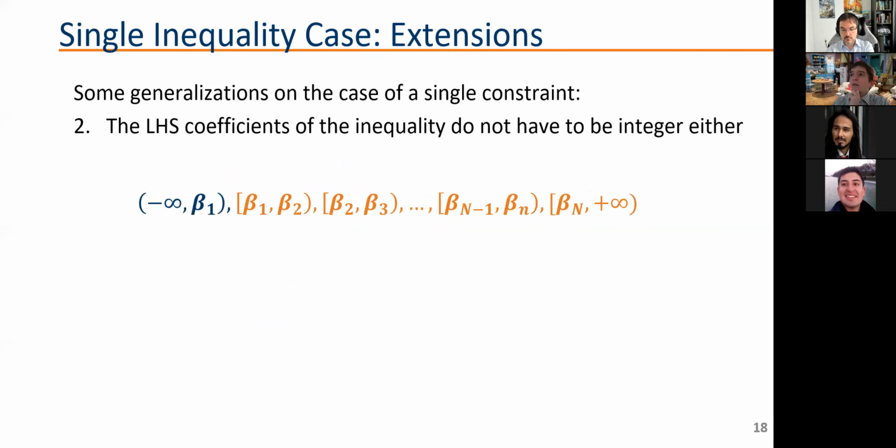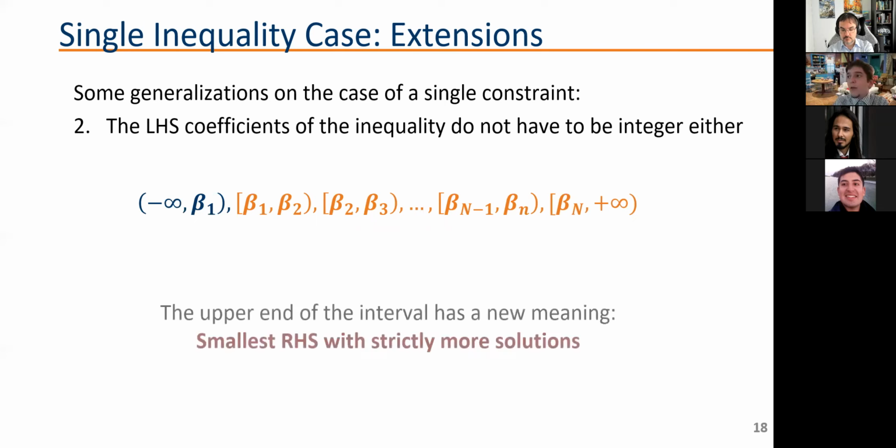The second change now is that the left-hand side coefficients don't have to be integer either. They had to be integer when we were interested in the largest integer right-hand side value. From the moment that we're only interested in the smallest right-hand side value beta, and what's the next beta for which we would have more solutions, we can apply the same logic as described before, and there's no requirement on integrality anymore.